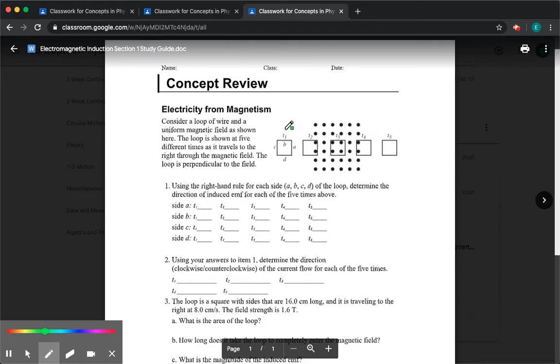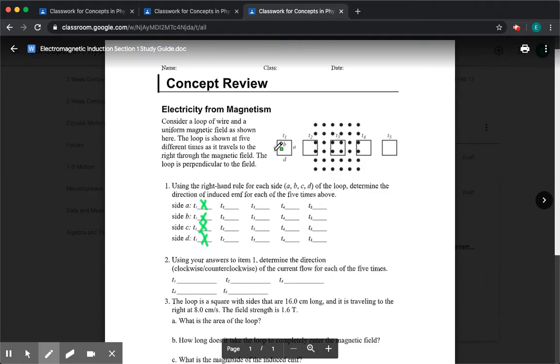The answer is no. At T1, we are not in the field. This is the field right here. At T1, we are not in the field. And if we're not in the field, we can't have a magnetic flux. And if you do not have a magnetic flux, you do not have flow. Okay? So there is no direction. So there is no flow here. There is no flow of electricity at this point.